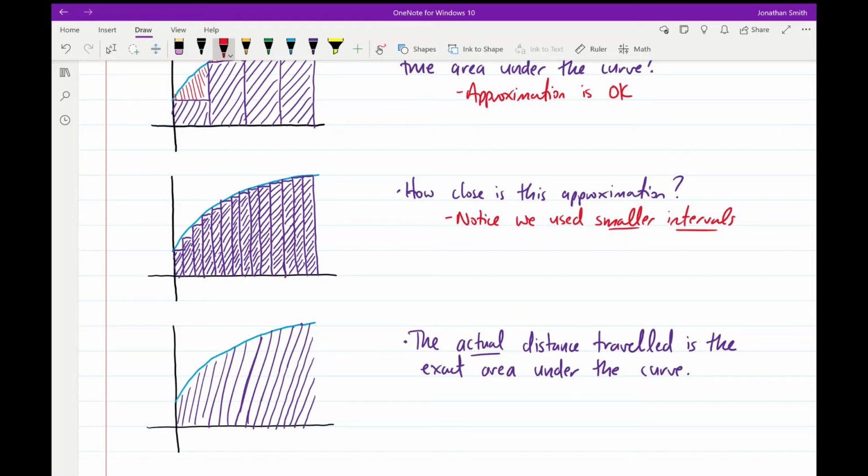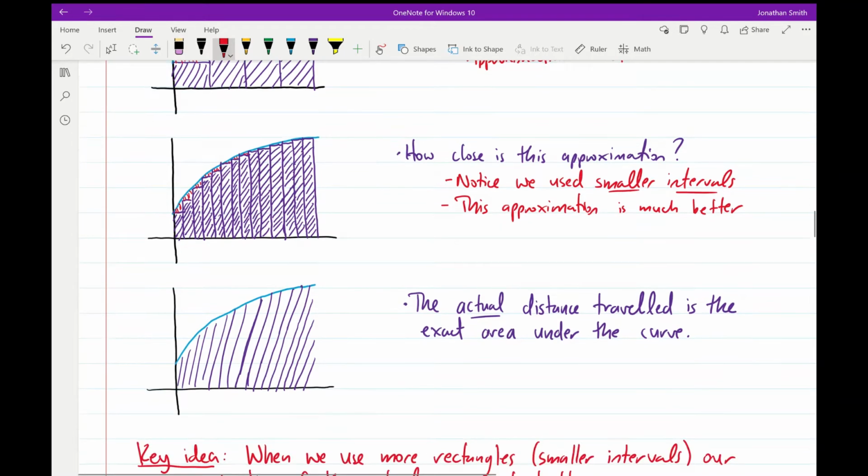And this time, if we look at all the area that's not being accounted for, notice that we just have a bunch of really small triangles at the top of each of the rectangles here. So in this case, we use smaller intervals to approximate and more rectangles. This approximation is much better than the previous one. So as we use smaller intervals and more and more rectangles to approximate the area under the curve, our approximation is going to get better and better.